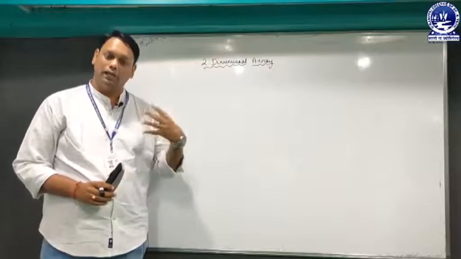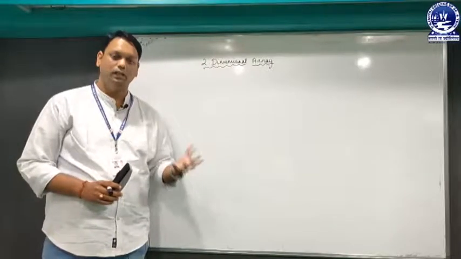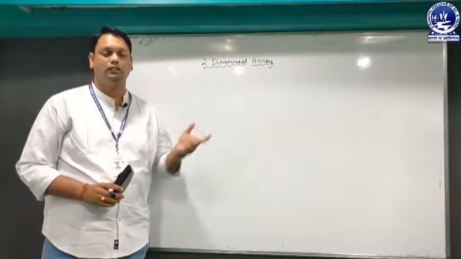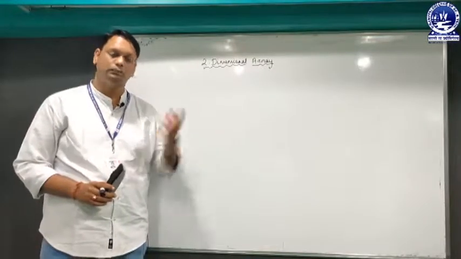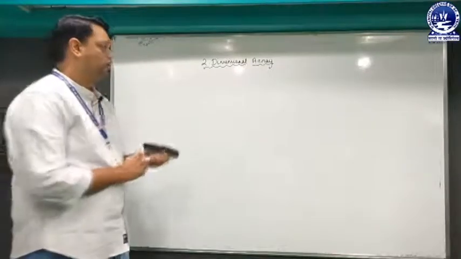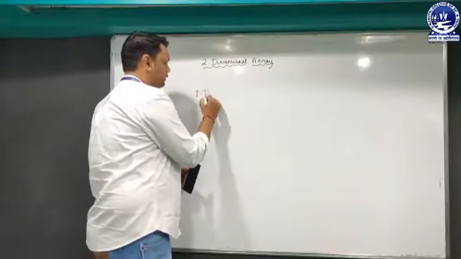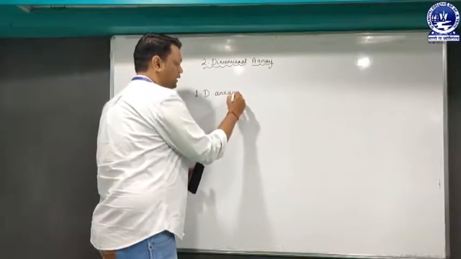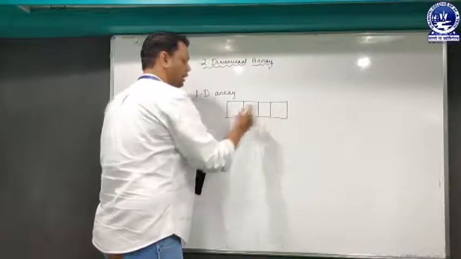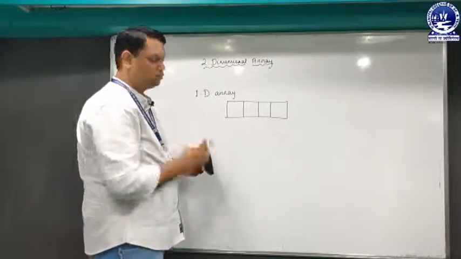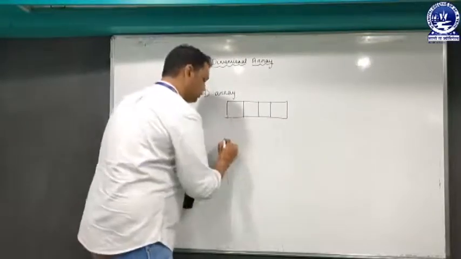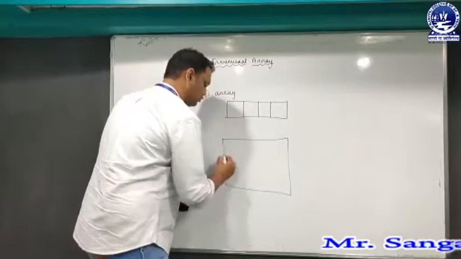The array we have discussed previously is single dimensional, but now we will be discussing the two-dimensional array. Here there will be the concept of rows and columns. In a 1D array, the elements or values of the array are stored in a single dimension. But in a 2D array, there will be the concept of rows and columns.